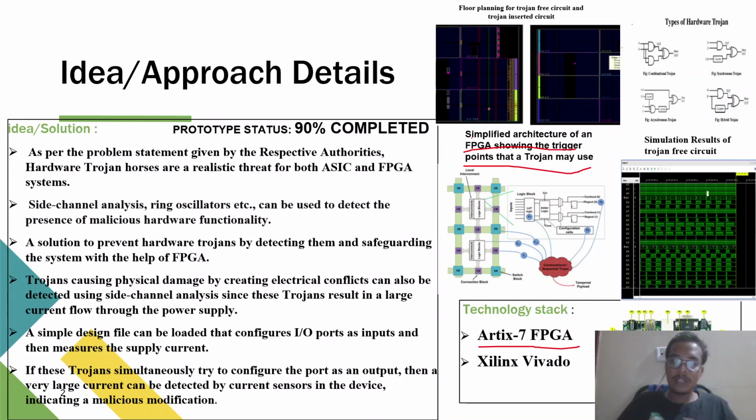This is one type of architecture, as I said before. This FPGA architecture shows the triggering points, like where a hacker can insert the Trojans. Here you can see the adder logic and configuration cells, where logical testing can be done. So for detection of Trojans we have two types: one is destructive detection, and the second is non-destructive detection.